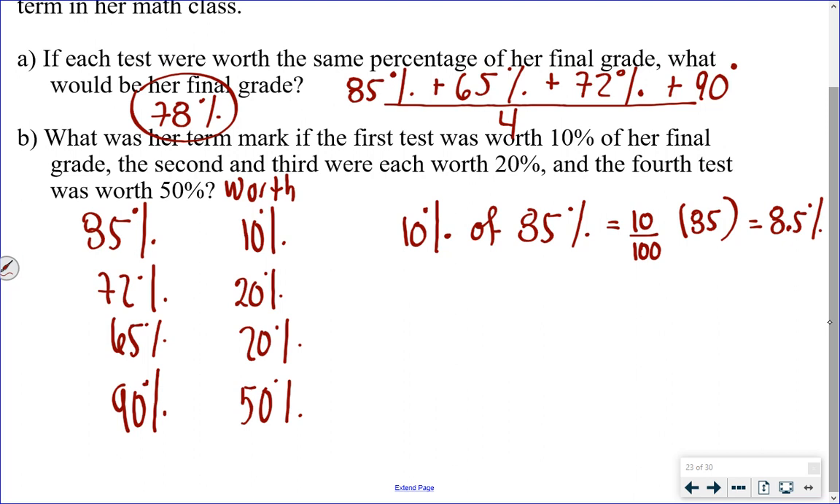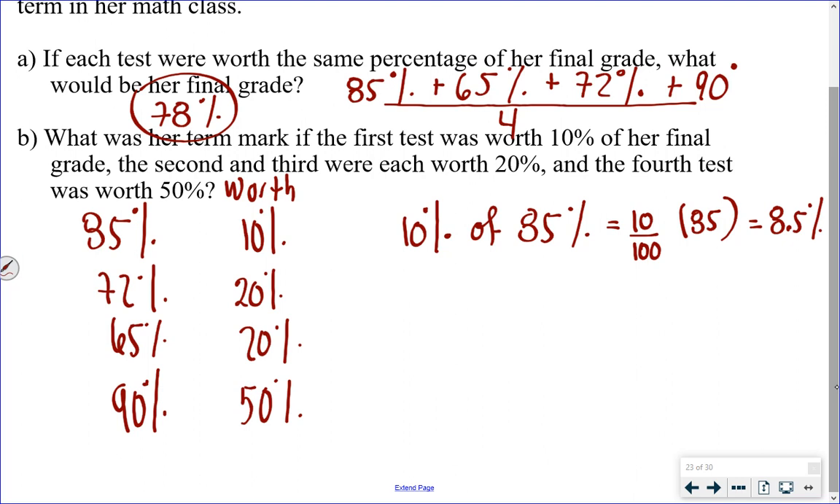You know what this means? This means that if Frida got 85% on her first test, and then for her final 3 tests she got 0, her final mark would be 8.5%. I don't know why Frida would do that. But what this means is that Frida has already put into her final mark 8.5%. She's already here, this 8.5. She's got a ways to go, right?